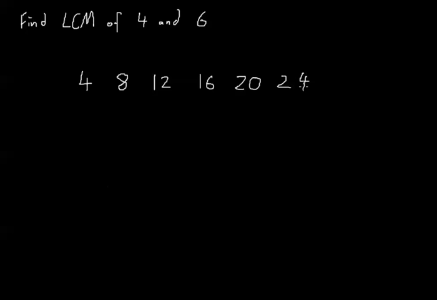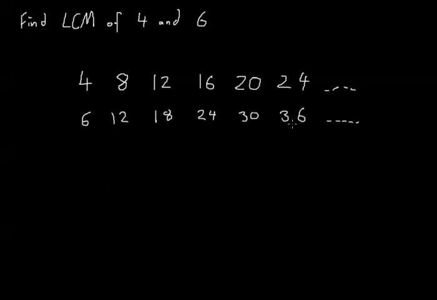Now they're all multiples of 4. So what we need to do now is we've listed out the multiples of 4, we need to list out the multiples of 6. So 6, 12, 18, 24, 30, 36, and it goes on.